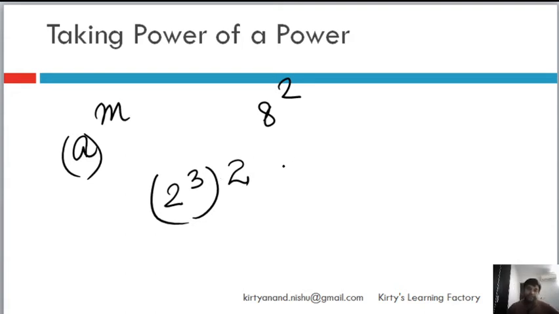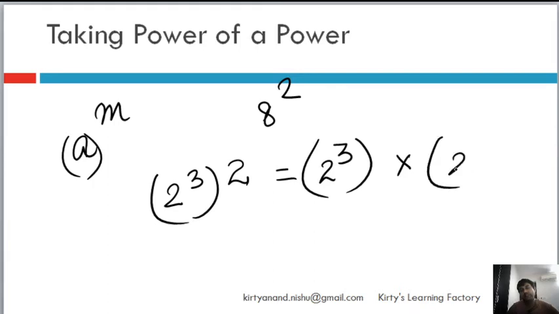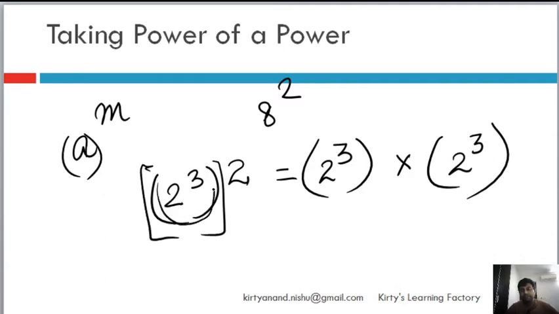Now basically, what is this? This is 2 raised to the power 3 into 2 raised to the power 3, because this whole thing is raised to the power of 2. So this whole thing, which is 2 raised to the power 3, I will multiply twice. If it were raised to the power 3, I would have multiplied it one more time.